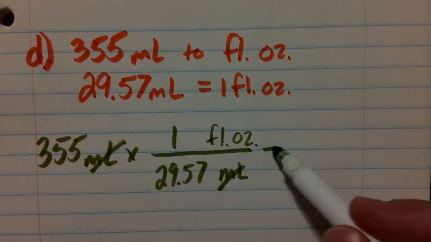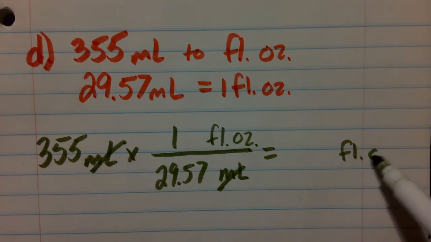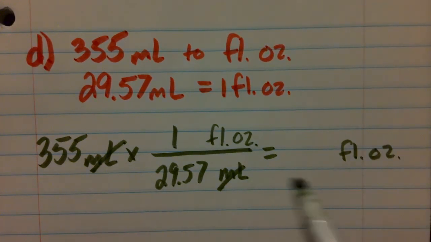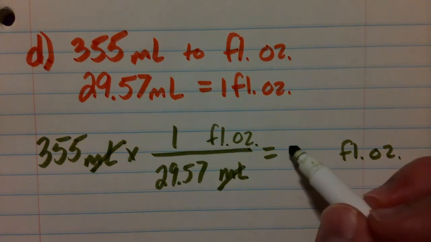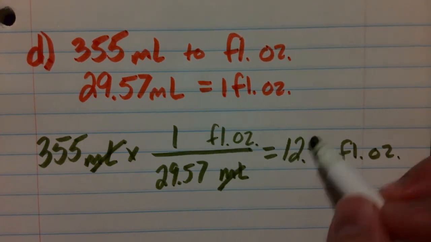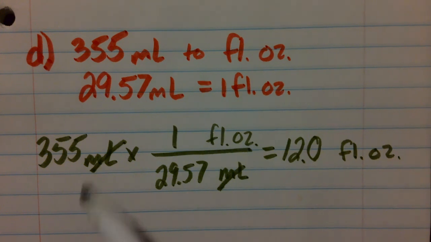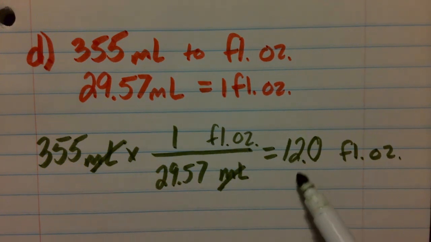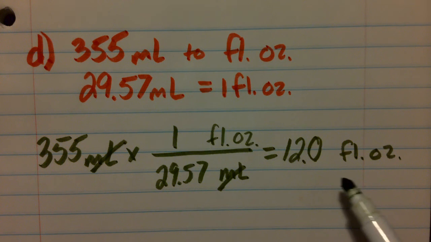Milliliters canceled. Fluid ounce is the only unit that didn't cancel. That's how we know we did the dimensional analysis right. And then we can take our calculator, 355 times 1 divided by 29.57, and we get 12 point a whole bunch of digits. But we're going to round to something reasonable. Because this number only had 3 digits, I rounded to 3 digits. 12.0 fluid ounces.